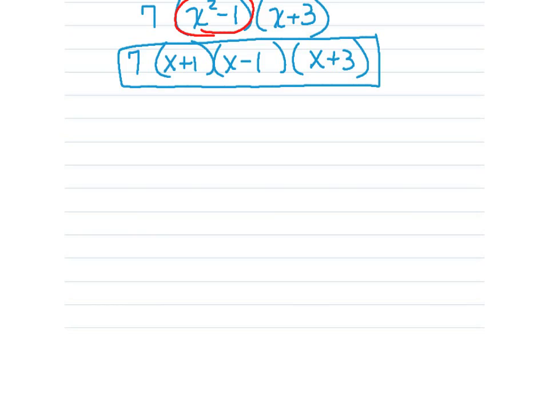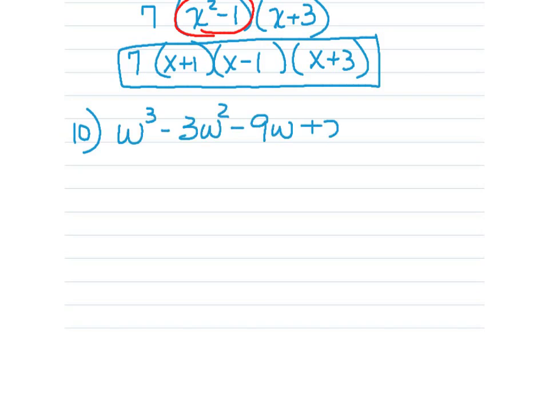Okay, number 12. I'm sorry, I meant to say number 10. Number 10, try this one on your own. W cubed minus 3w squared minus 9w plus 27. Hit pause, work it out, and check your answer.